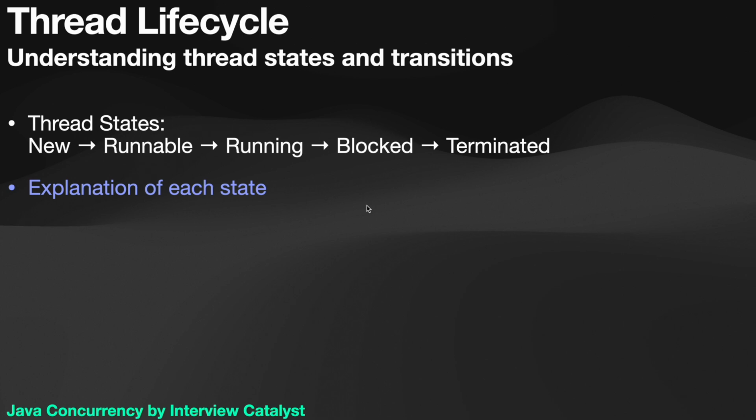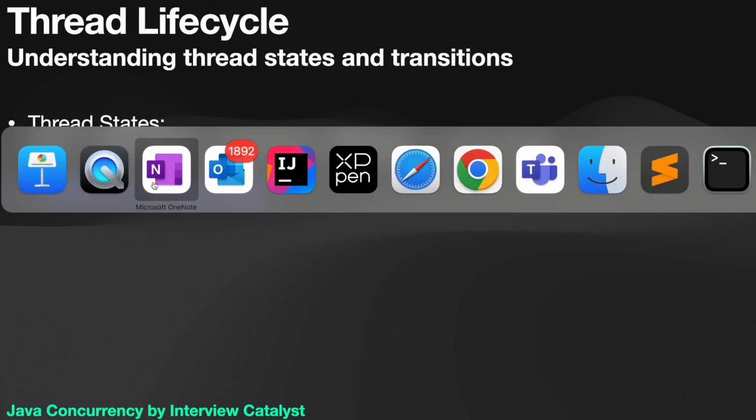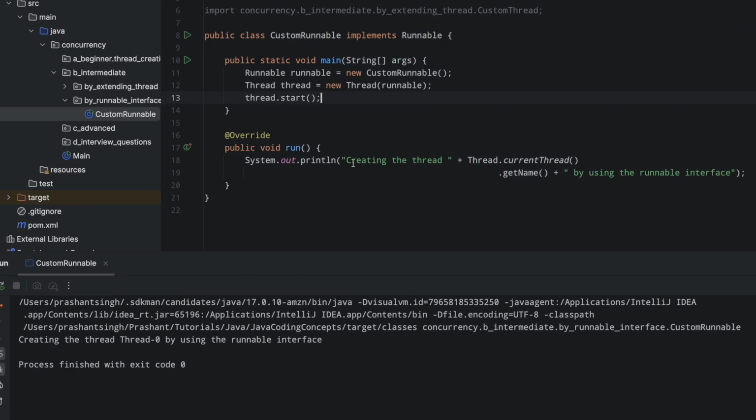Once the thread is terminated, the thread has completed its task and it is stopped. Once it is done, we cannot use the thread to start it again. So let's see it in the code example, and we can understand it.